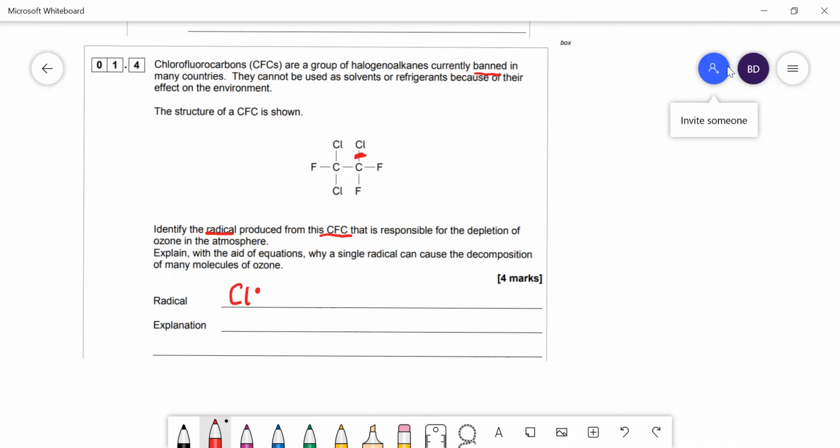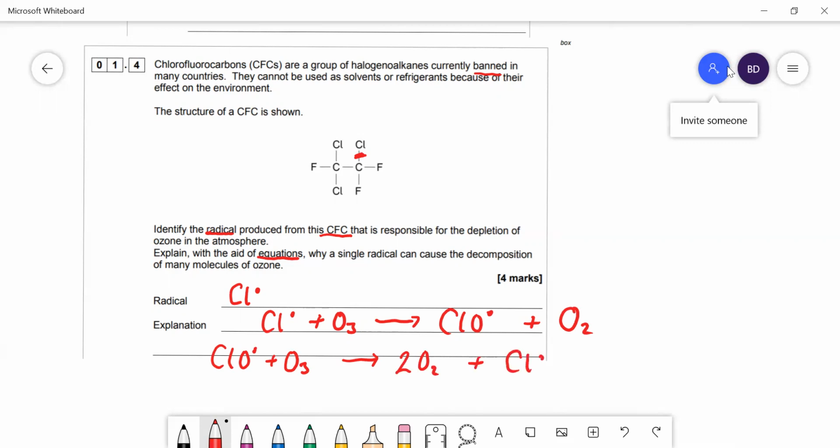Now, with equations, explain how it can cause decomposition of the ozone. So we need 2 equations there. The chlorine free radical reacts with O3, which is ozone, and that will give another free radical, the ClO. If you draw a dot-cross diagram, you see it has an unpaired electron, and you'll have oxygen gas. And then the very reactive ClO free radical will react with another ozone molecule, creating 2 molecules of oxygen and regenerating the chlorine free radical.